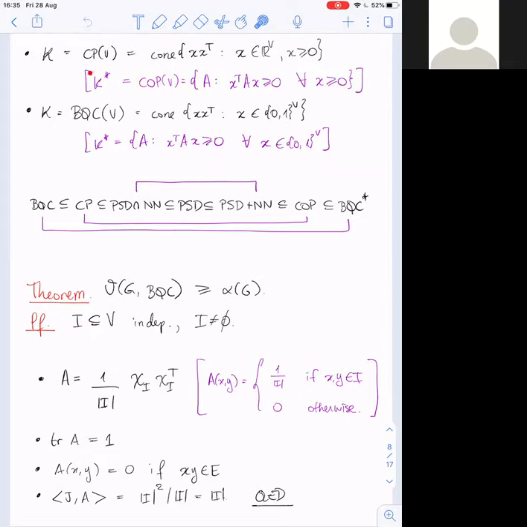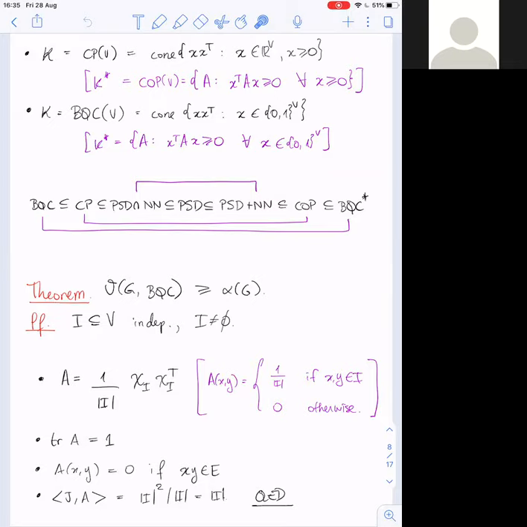And the dual cone of this cone is the cone of copositive matrices, which is the cone of matrices A for which this quadratic form is non-negative. So x transpose A x is greater or equal than 0 for every non-negative x, not for every x. If you said for every x, then you get the cone of positive semi-definite matrices. But now it only has to be true for x greater or equal than 0. Then you get the cone of copositive matrices.